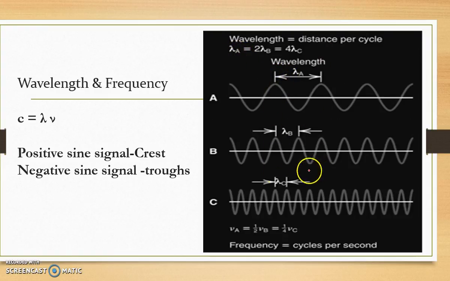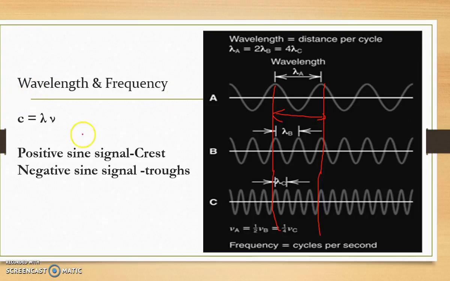For the same time period, the signal B has 2 cycles, so the wavelength of signal B is 2 times lambda A. Next, for signal C, for the same time period, we have 4 cycles. That's why, comparing with signal A, the wavelength of signal C is 4 times lambda A.